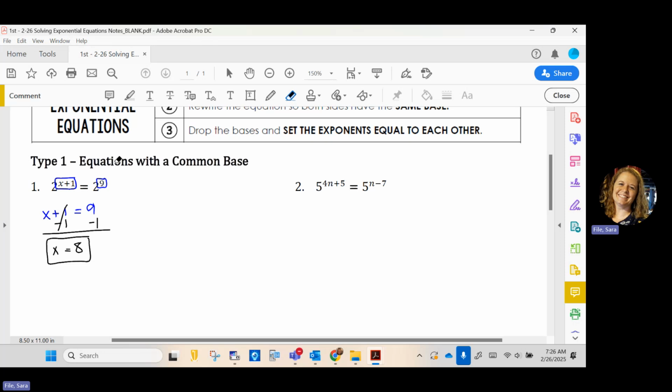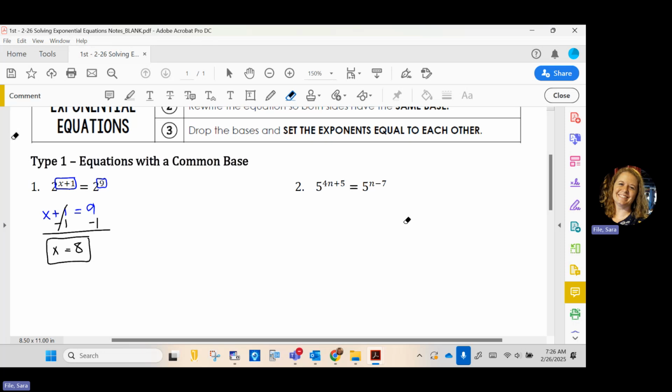So if I come back up here and I replace x with 8, 8 plus 1 is 9, so I have 2 to the 9th equals 2 to the 9th. That's true. I don't even have to solve the 2 to the 9th. 2 to the 9th equals 2 to the 9th. I know that's right. So that works. Some of you, if it's basic like this one, you're going to be able to do that in your head. You're going to be like, well, if they have to be equal, what plus 1 is going to give me 9? Oh, 8.